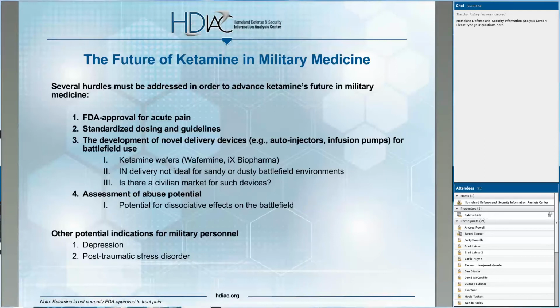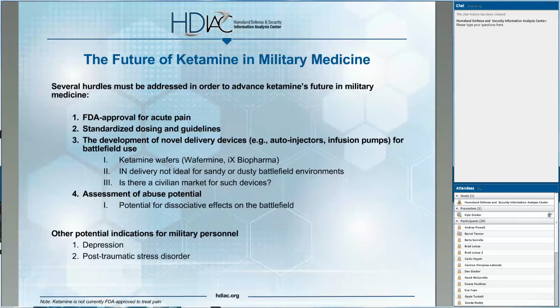The assessment for abuse potential should also be considered. Ketamine does have some abuse potential. Again, it is a party drug whose dissociative properties are somewhat desirable, but at analgesic concentrations, these tend not to be an issue. But dissociative effects on the battlefield should be considered, because that could definitely detract from key missions, or certain aspects of military life could be compromised by dissociative hallucinations from warfighters on the battlefield.